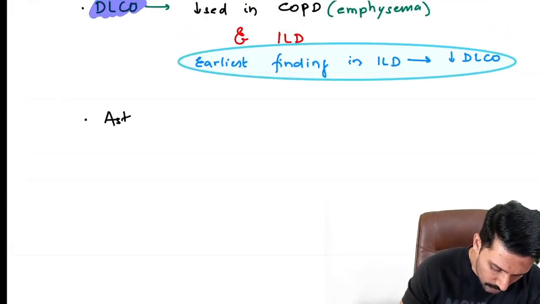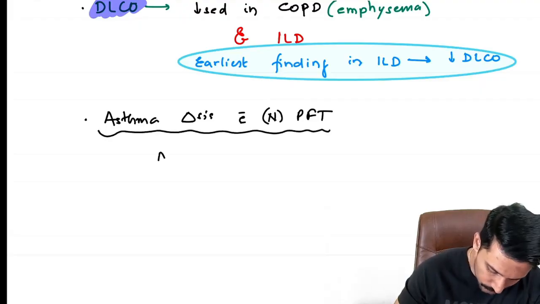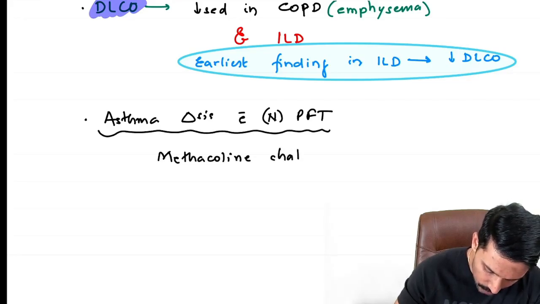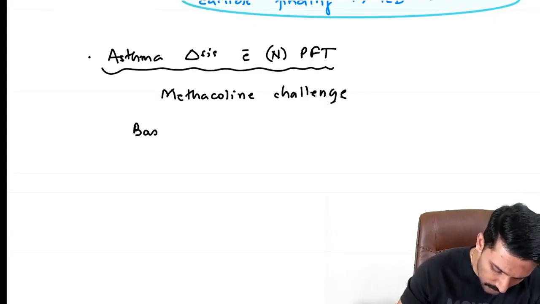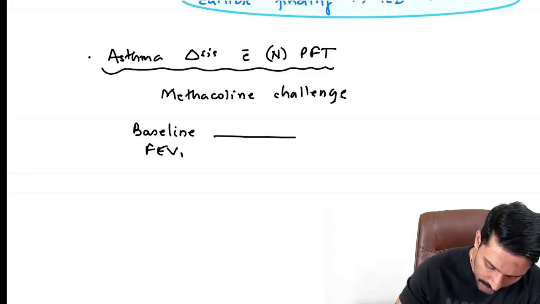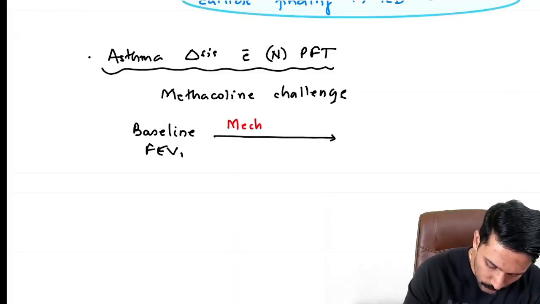Because that time the PFT will be normal. So, asthma diagnosis with normal PFT: we do something called a methacholine challenge. What we do is we take the patient's baseline FEV1 and then we administer methacholine instead of SABA. SABA relieves the bronchoconstriction, but methacholine actually triggers bronchoconstriction.